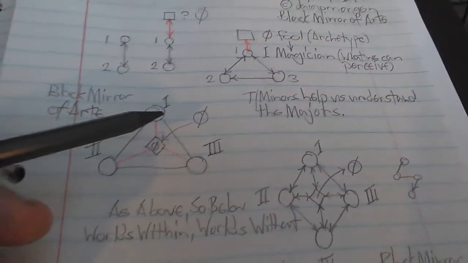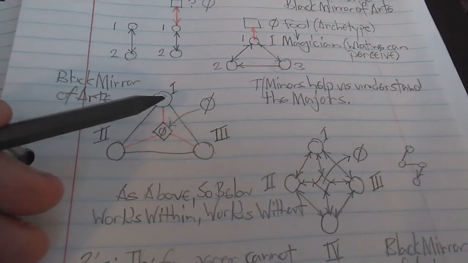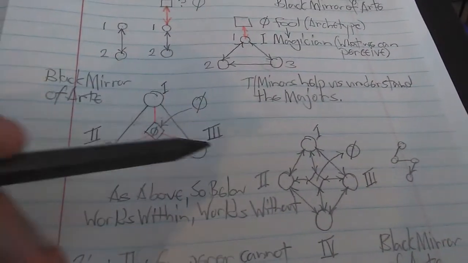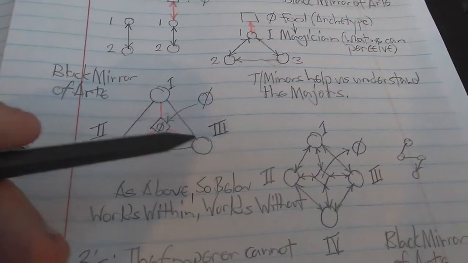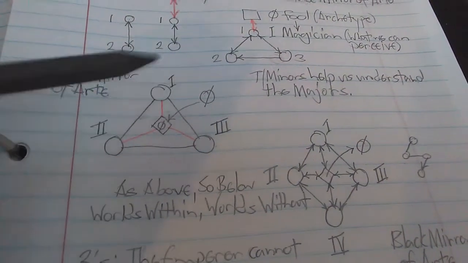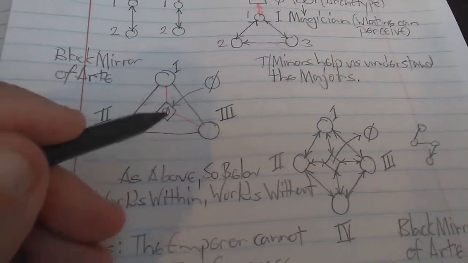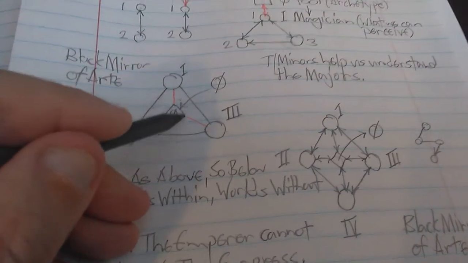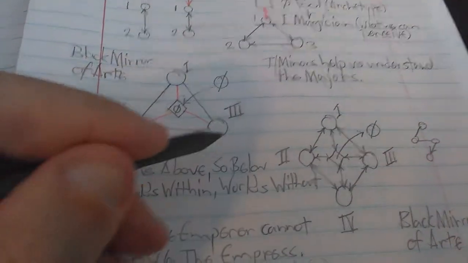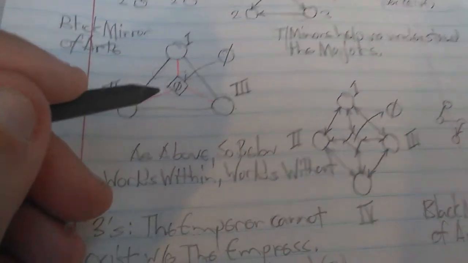Here, if we substitute the majors for the minors, we have the magician, the high priestess, and the empress. And because all of them are powered, in effect, by the Fool, or by what the Fool represents, we have the Fool here in the middle, acting as the source or empowerment of all the major arcana.